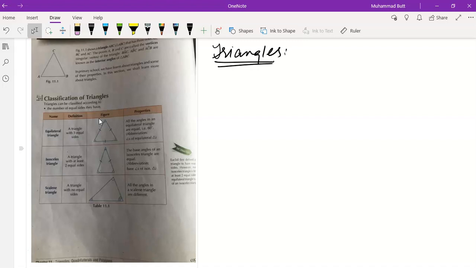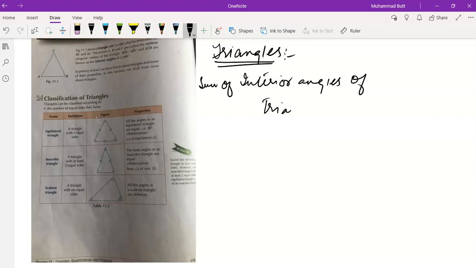What are the triangles? A triangle is actually a polygon with three sides. Like over here in the figure, you can see that the triangle ABC is having three straight sides. So it's a polygon with three straight sides, and we know that the interior angles of the triangle sum up to 180 degrees. This is the basic property of the triangle which we have done before, that the sum of the interior angles of triangle is equal to 180 degrees.